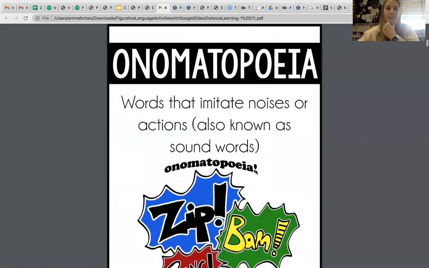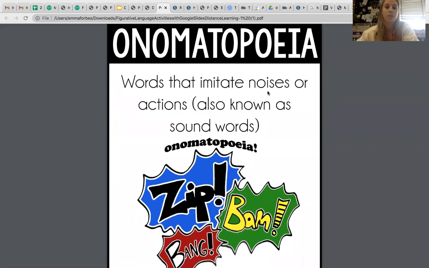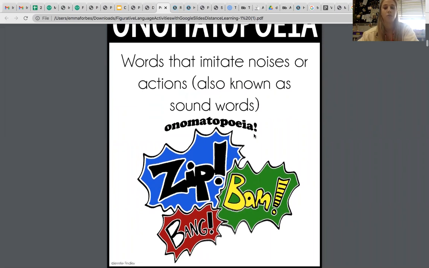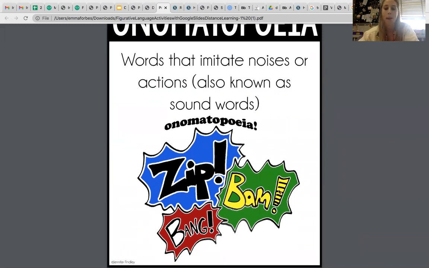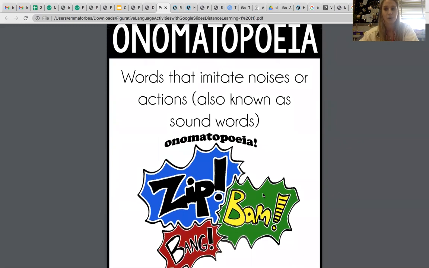Onomatopoeia, okay? Words that imitate noises or actions, also known as sound words. So for example, zip, bam, bang. There's so many, and you will definitely be able to recognize those words. So onomatopoeia is any sounding words. The first word that comes to my head as an example would be bang.